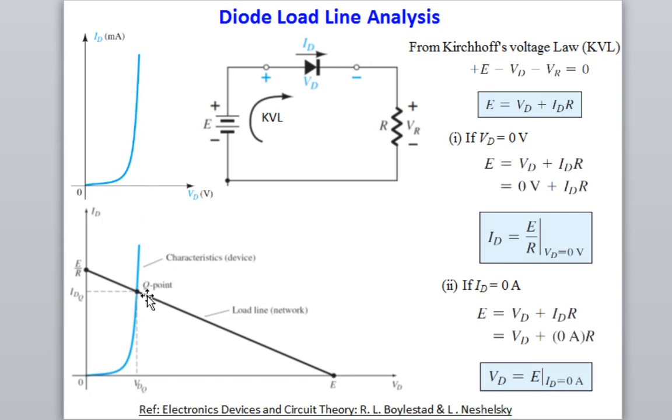So the intersection of the straight line with this characteristics curve is known as the Q point, or quiescent point of the diode. This Q point is the active point, meaning your diode is working at this point. That is the significance of the load line and the Q point. It means presently your diode is working with this voltage and with this current. That is the actual value of current and voltage at which your diode is working.